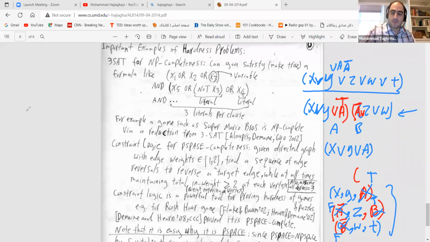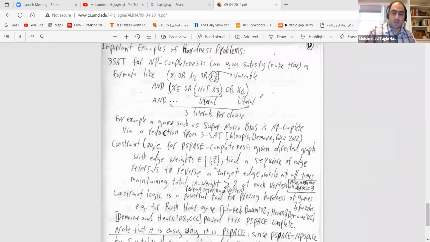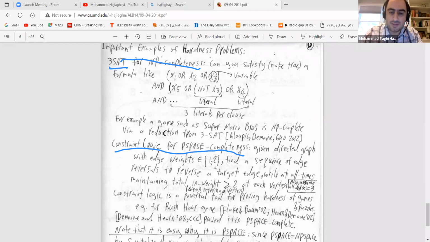Great. So let me clear this one now. Okay, so this is for NP-hard. So 3-SAT is a very important problem. Now, what about PSPACE? 3-SAT is an NP-complete problem that we use a lot, but for PSPACE-completeness we use constraint logic. So what is this problem?